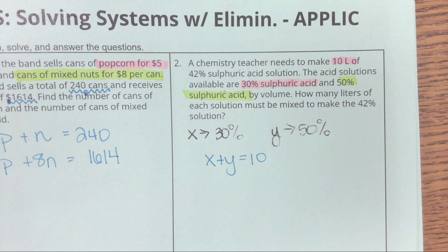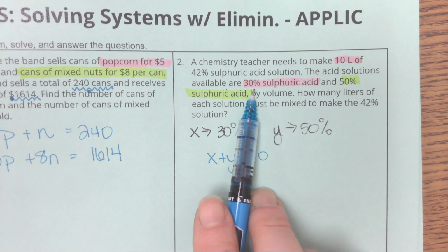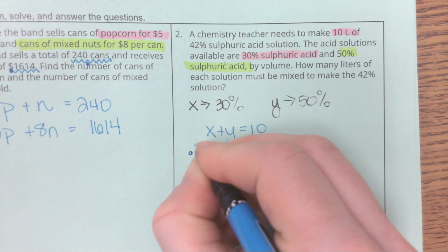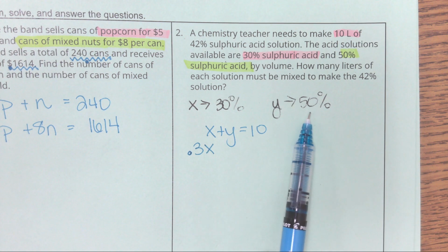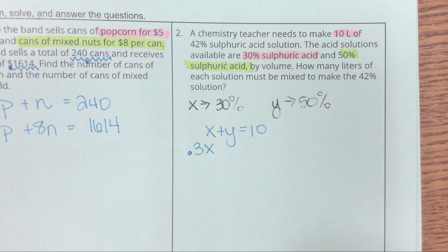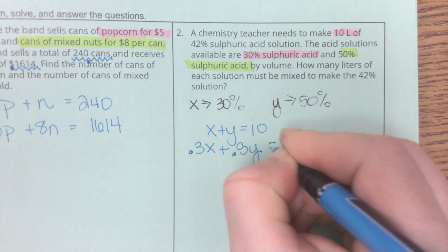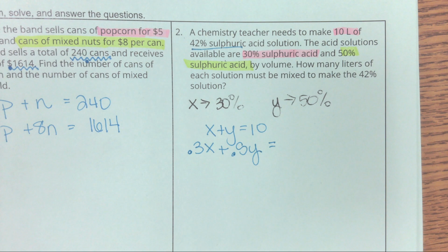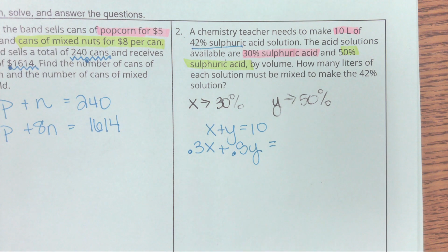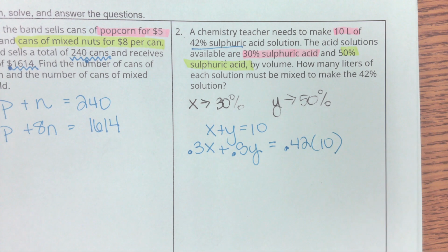Now let's do one with percentages. Okay, this one is 30% acid, 30% is 0.3. So I'm going to take 0.3 times X. The 50%, it's like the name of it, but we multiply by 50%, which is what? 0.5 Y. And at the end, the 10 liters is 42%. So I'm going to take 42% of 10. So that would be my system of equations for that one. Okay.